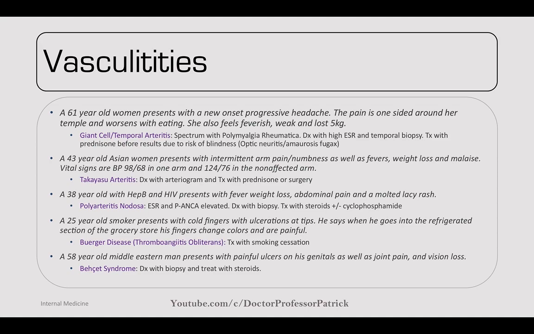Now we're going to move on to the vasculitides, all the different vasculitis problems that can affect you. So these are just a common illness script of what to expect. If you had a 69-year-old woman with new onset headache, pain is one-sided around the temple and worsens with eating or jaw claudication. She feels feverish, weak, and she's lost 5 pounds. So this is a classic giant cell temporal arteritis.